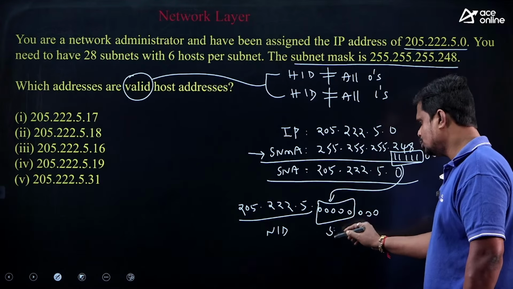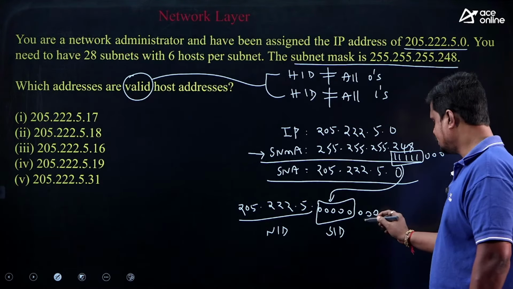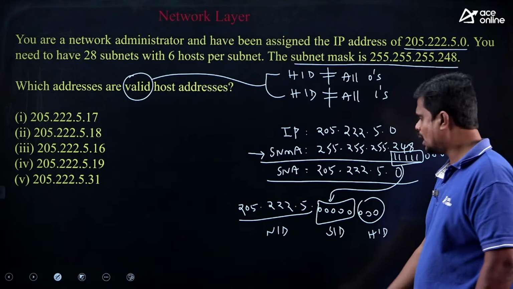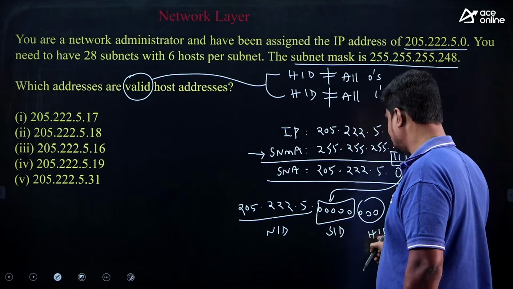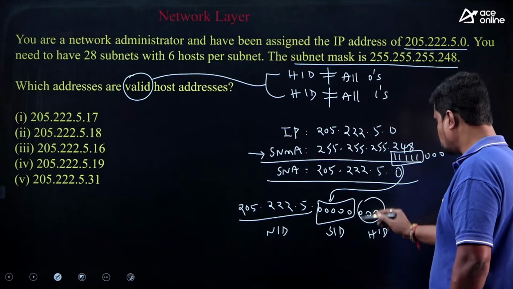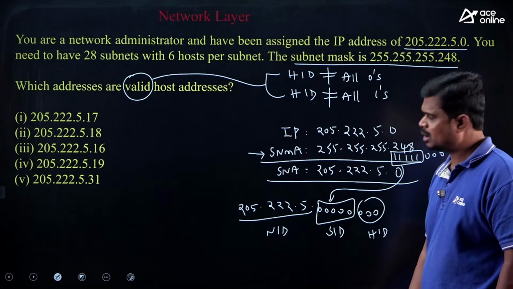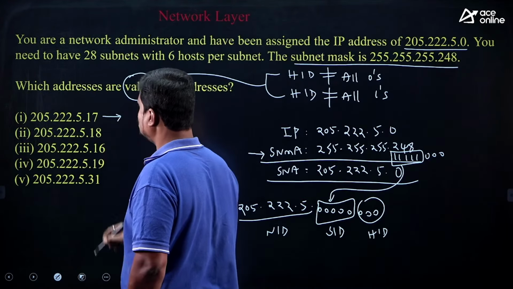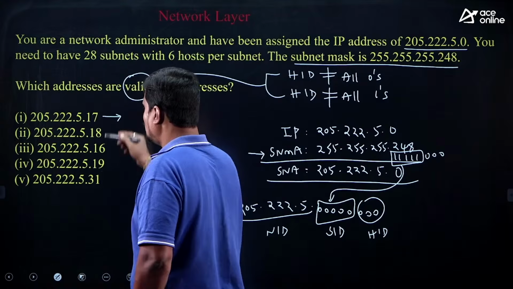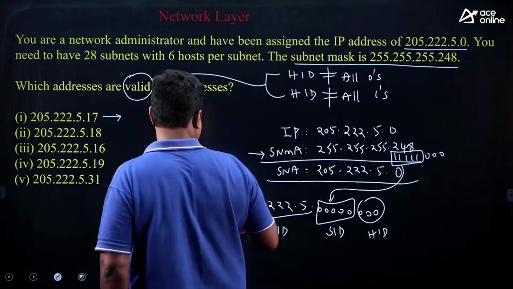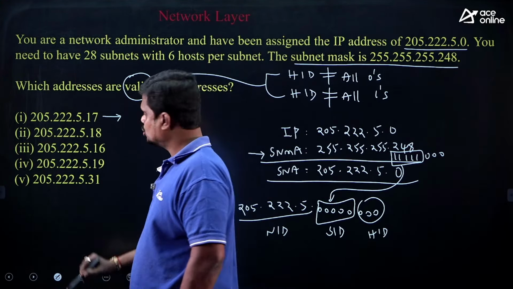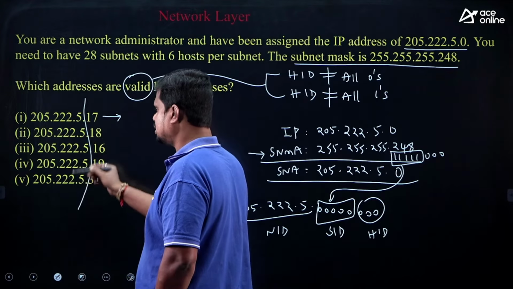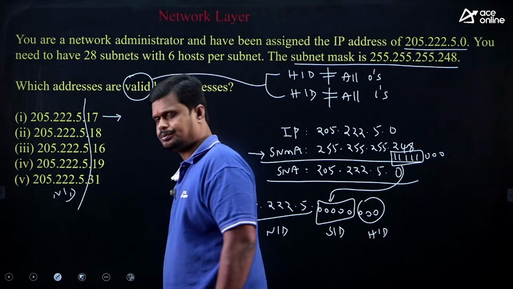This comes to my SID portion, and these 3 bits come under my HID portion. So overall, this is NID, this is SID, and this is HID. The HID portion is the last 3 bits. Now if I write 17 into binary, we need to think about only the last byte, because the given IP address belongs to class C, so the first 3 bytes are the NID portion for all IP addresses.